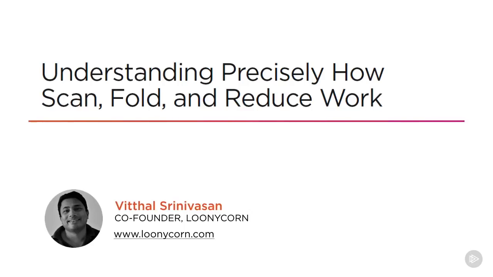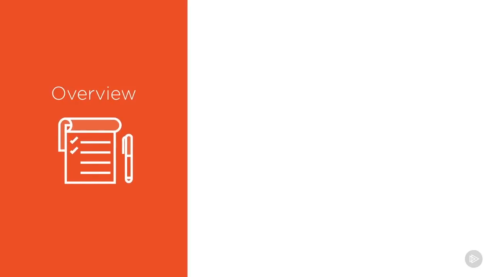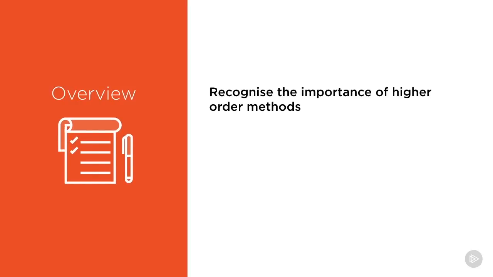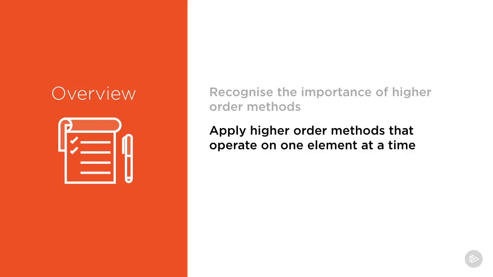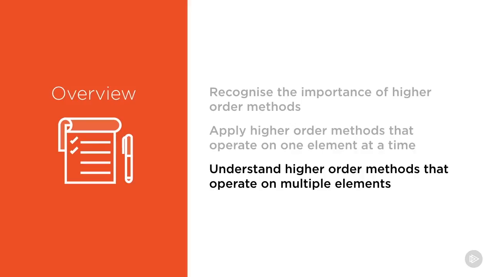Hello and welcome to this final module in our course on understanding precisely how scan, fold and reduce work in Scala. More broadly, this module is devoted to the study of higher order methods on collections in Scala. These higher order methods effectively replace for loops and are the glue or the cement that bind together functions and collections in Scala. In this module, we will first study simpler higher order methods which operate on one element at a time. After that, we will move on to the more complex higher order methods which operate on multiple elements, specifically the scan, fold, and reduce families of higher order methods.